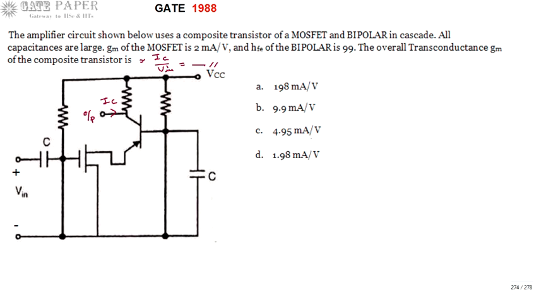Okay, and remember that we are going to use an approximate model only for the BJT, and we should know about the AC equivalent circuit of the MOSFET for this one. So first, draw the AC equivalent circuit. While going for the AC equivalent circuit, remember two important points.